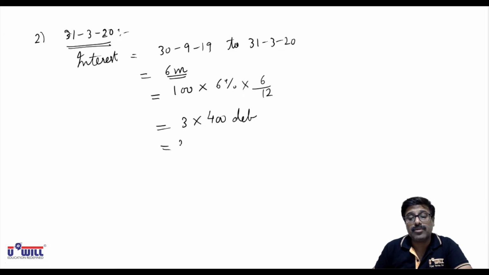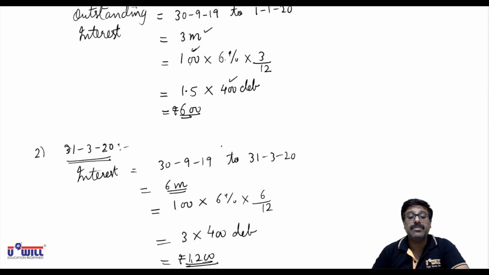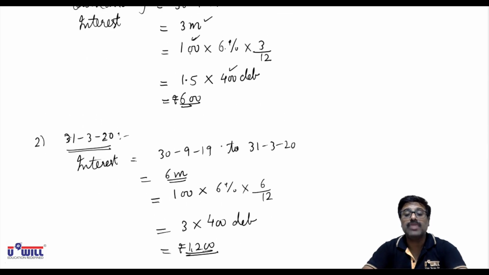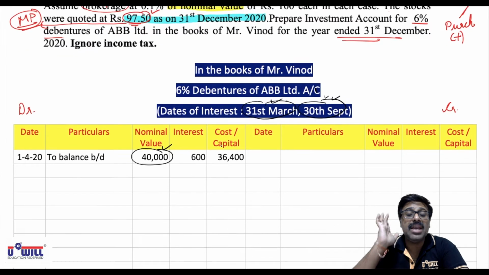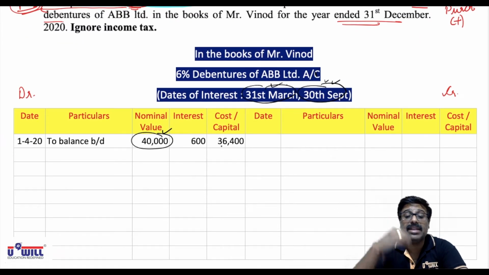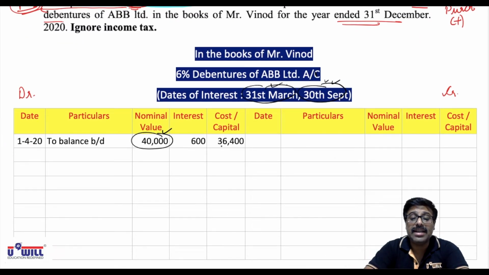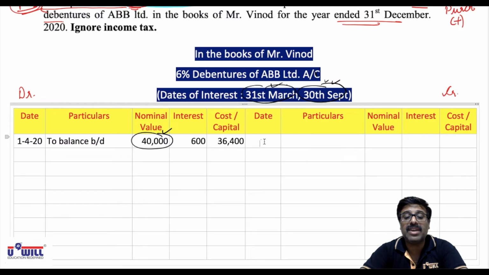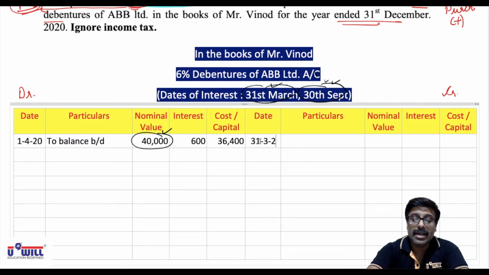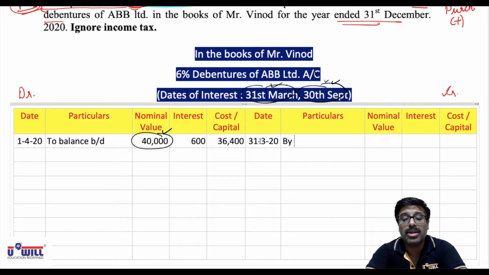So what interest would you receive? 1200. See, we are following the same pattern everywhere. Can you see that? So 1200 interest received. PP, purchase and profit, debit side, everything else credit side. So this interest received on 31st March will also come on the credit side. I repeat, PP, purchase and profit, debit side, everything else on credit side. So on this 31st March 2020, interest received will also come on credit side by bank account.